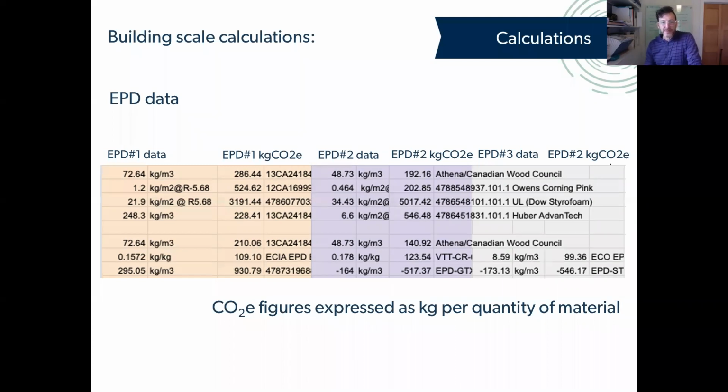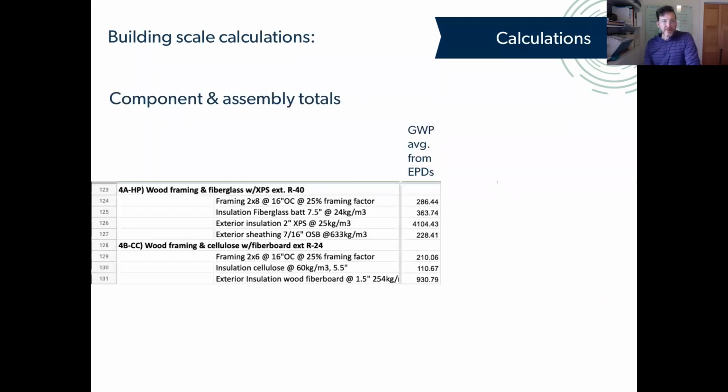But you can see here on the screen, if you look at each of the different ones, the EPD data, some of it's in kilograms per meter cubed, some of it's in kilograms per meter squared at R 5.68. It varies, kilogram per kilogram. So this is where you have to be sure that you're doing your conversions appropriately. But finally, you'll get these totals.